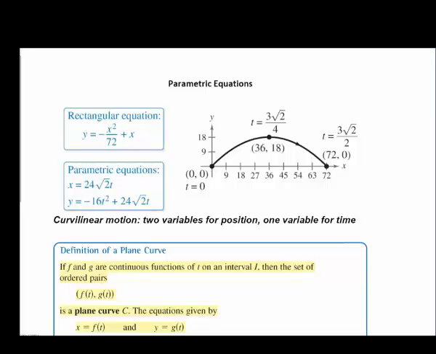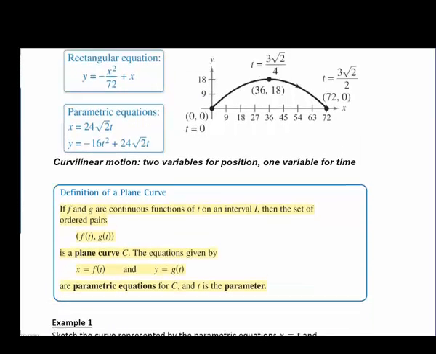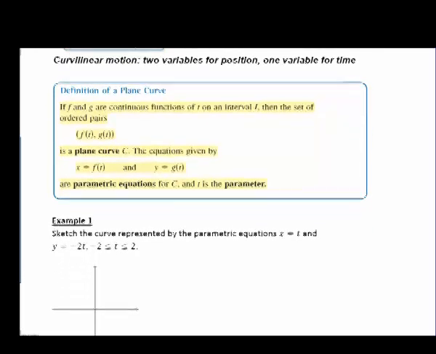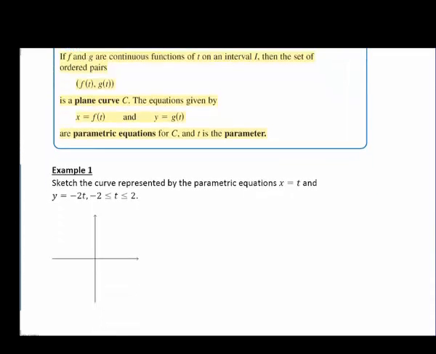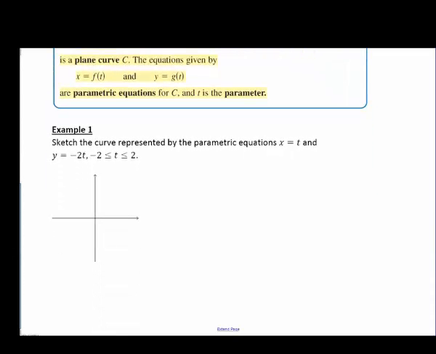All right, so basically for a plane curve, we have f of t is the x value, and g of t is the y value. So we are plugging in our unit of time into each of those functions to get the x and y values of our parametric equation.